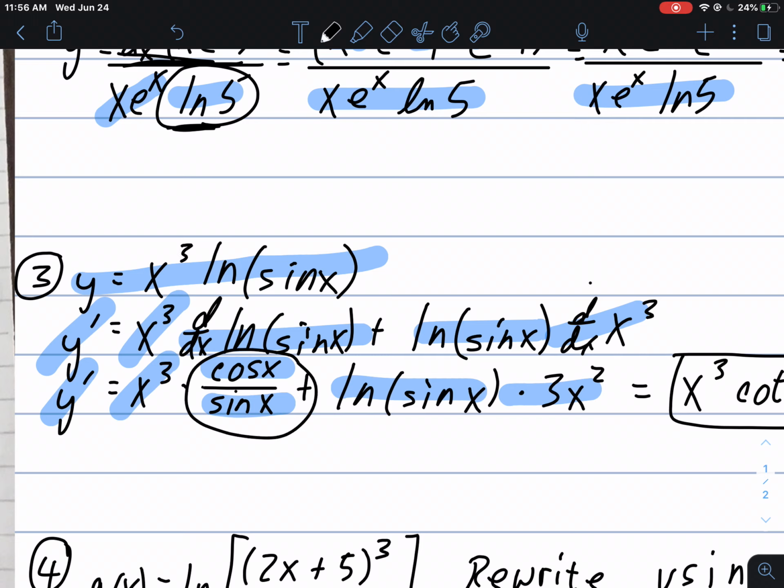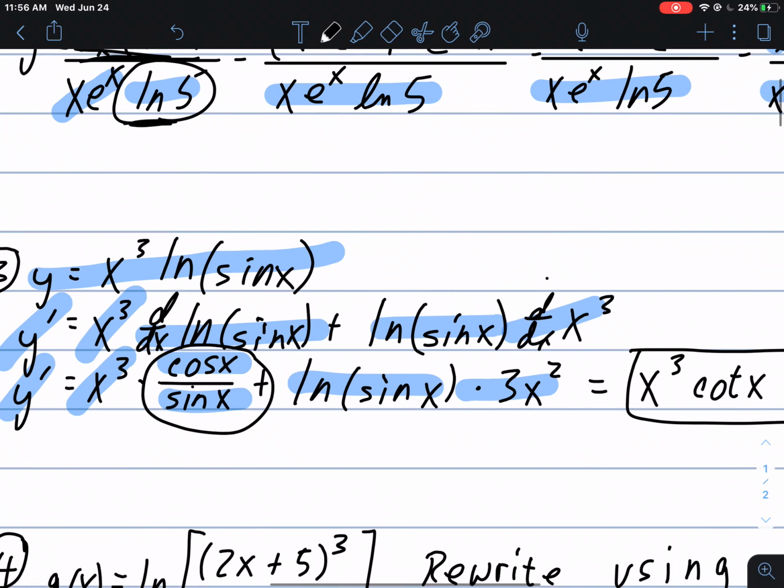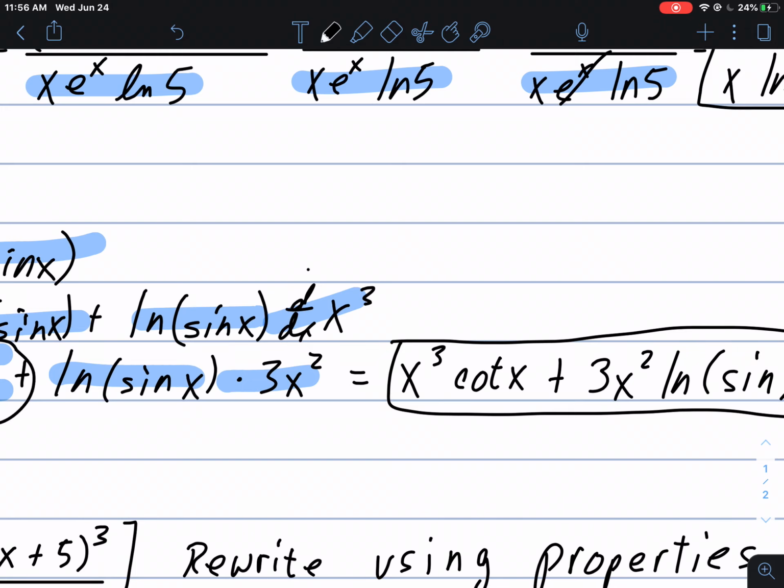I can rewrite that as cotangent. Right? Let's use some of our basic trig to simplify or rewrite into a simpler form whenever possible. So I'm going to rewrite cosine over sine as cotangent: x cubed times cotangent of x.